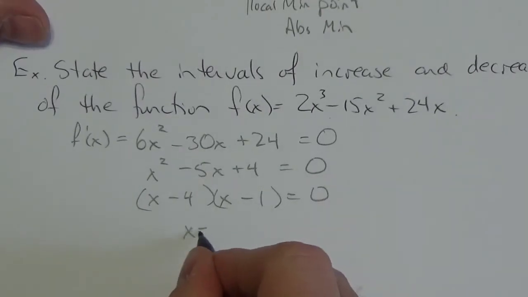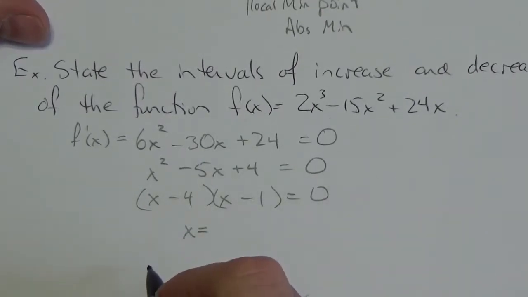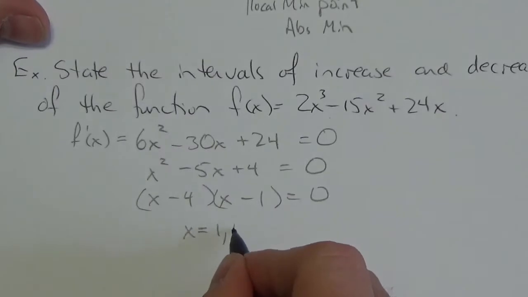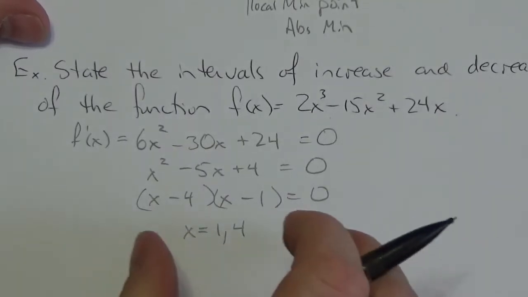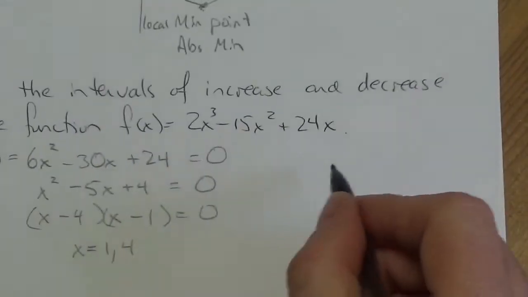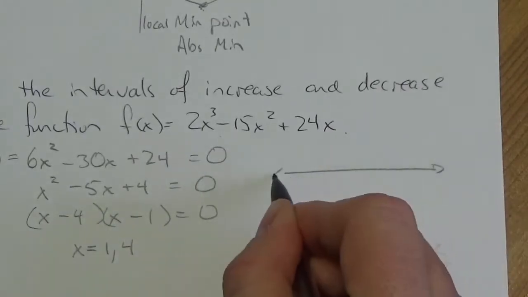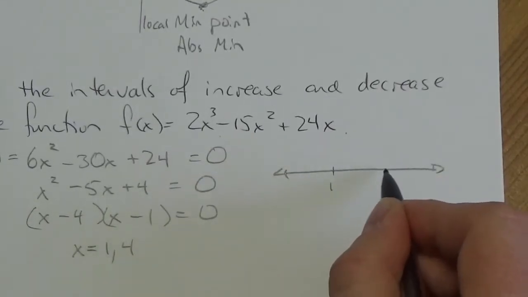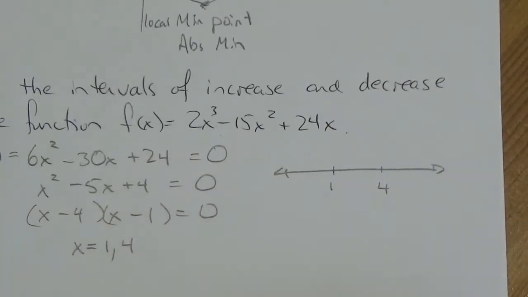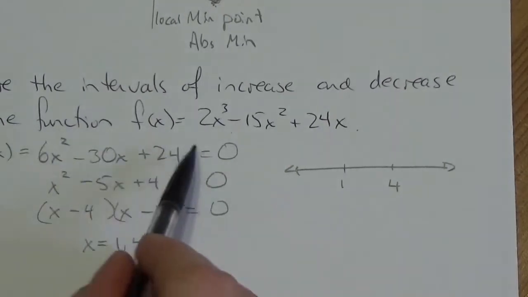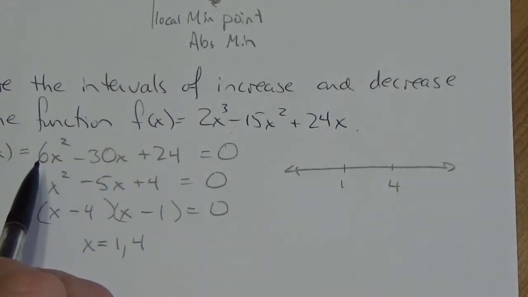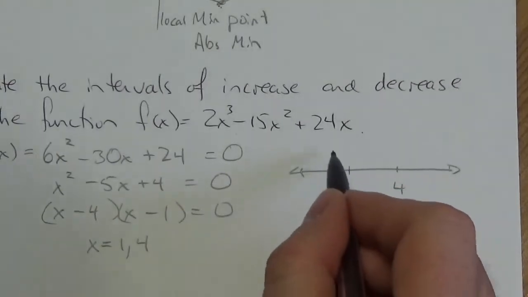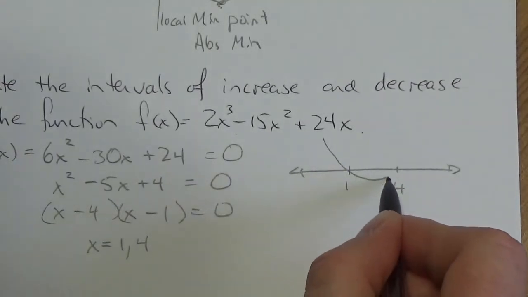So I know that I'm going to have points where this goes to 0 at 1 and 4. So I know that the derivative is changing on either side of that. So if I take a look at my number line here, here are the numbers that I just spit out here. Bear in mind that my derivative is a positive quadratic, so it's going to open up. So it's going to look like this.